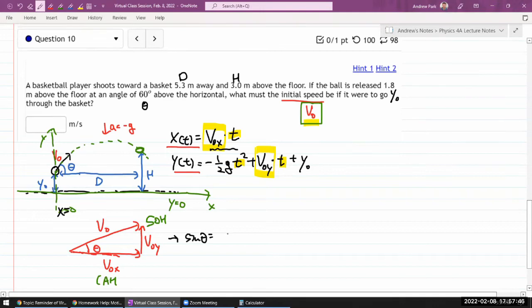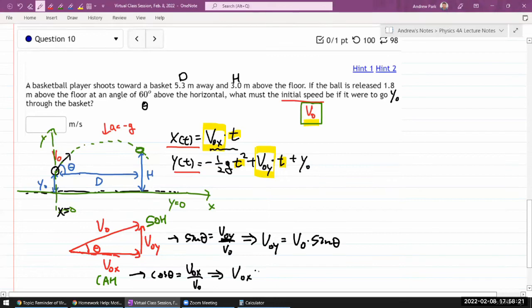Sine of theta is the opposite side over the hypotenuse. We're solving for this opposite side. You get the opposite side of the triangle is the magnitude, the hypotenuse, times the sine theta. And cosine is the adjacent side of the angle over the hypotenuse. So cosine theta is equal to the adjacent side, the initial x component, over the hypotenuse, or solving for the initial x component: initial x component is V0 cosine theta.